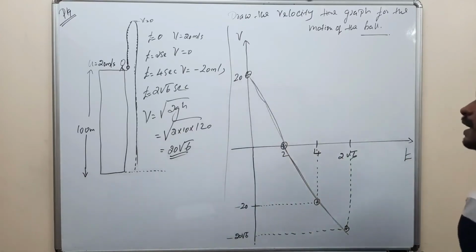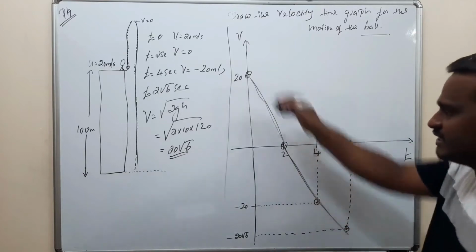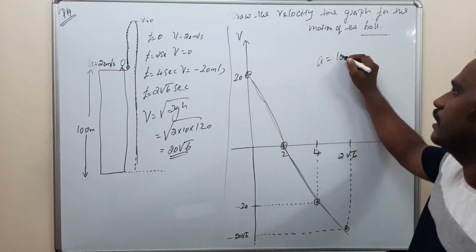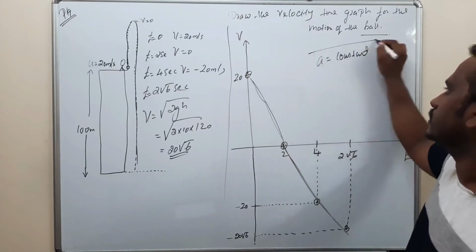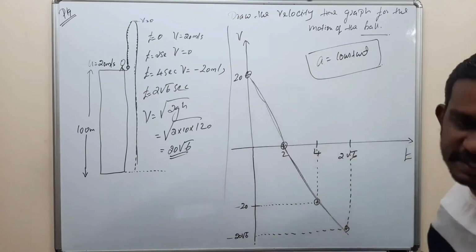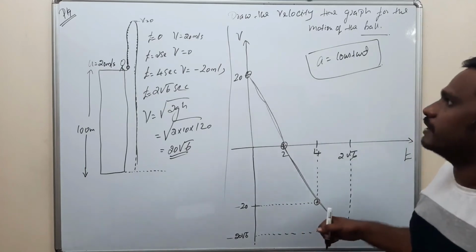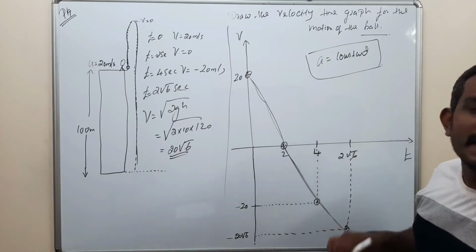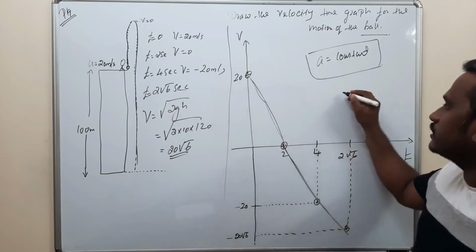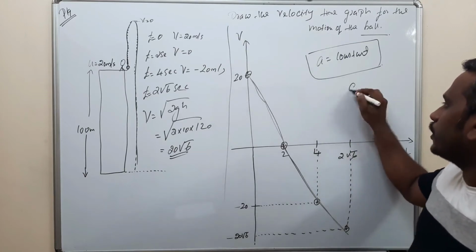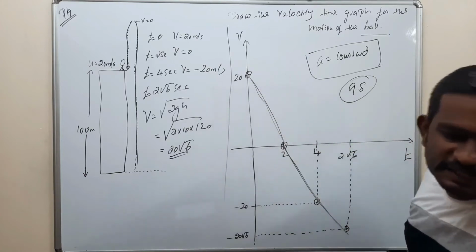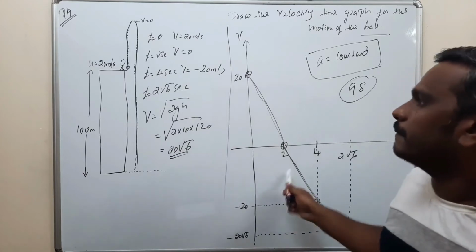So this is the graph. Throughout it is a straight line graph, because throughout the motion acceleration is constant. When we draw the velocity time graph, we have to consider acceleration, because the slope of the velocity time graph gives the acceleration. Throughout the motion, acceleration is constant, always minus 9.8. So the velocity time graph is always a straight line. Clear?